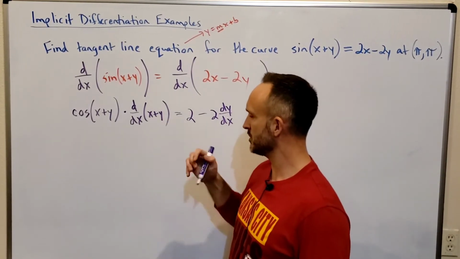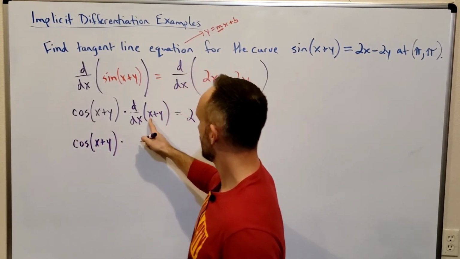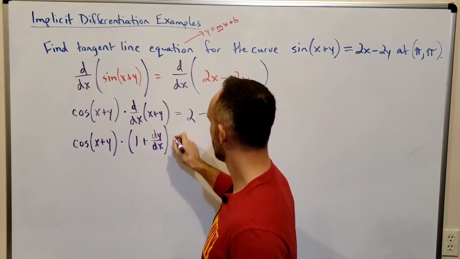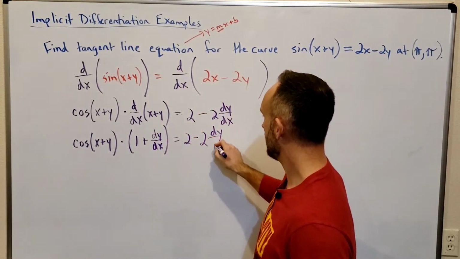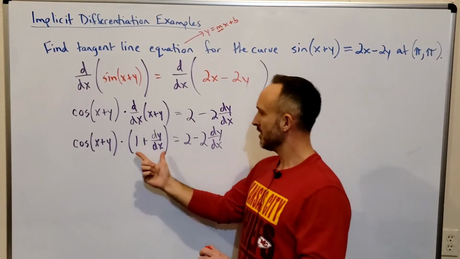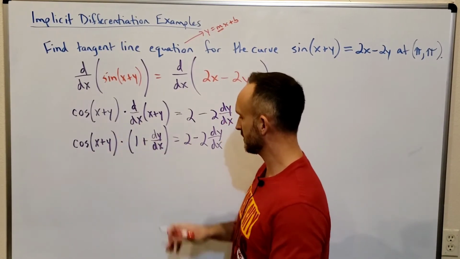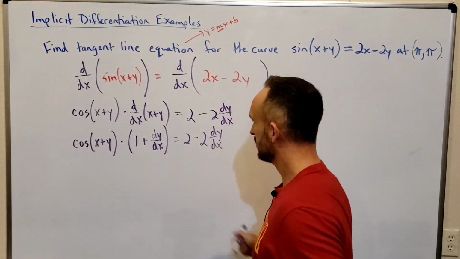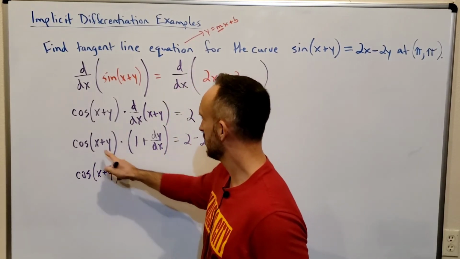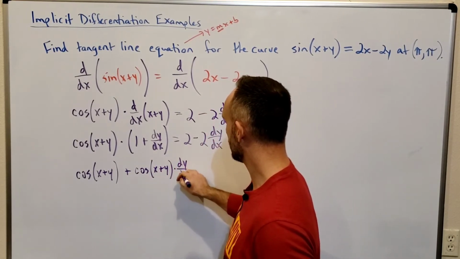Okay, let's proceed. Let's go ahead and differentiate this guy now. We've got cosine of x plus y times the derivative of x is 1 plus the derivative of y is dy dx. And now, as before, we need to get all the terms with dy dx on the same side. Unfortunately, this dy dx is kind of buried within these parentheses. We need to get them out. So we're going to distribute our cosine of x plus y to both of those terms. So we get cosine of x plus y, when we multiply by 1, plus cosine of x plus y times dy dx for our second term.